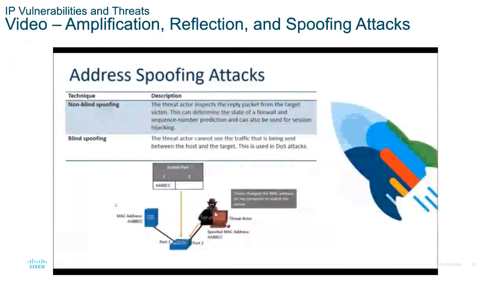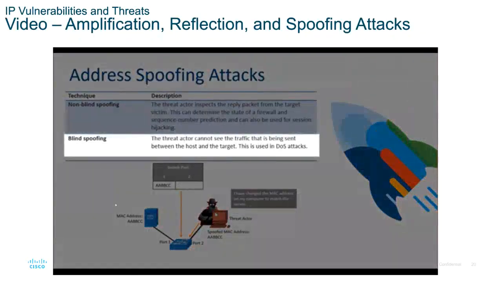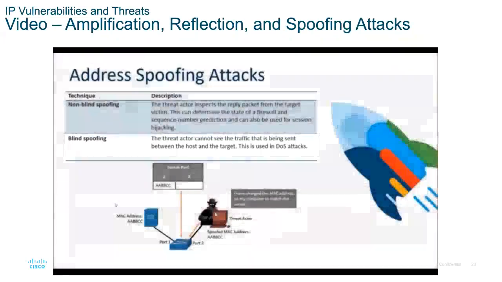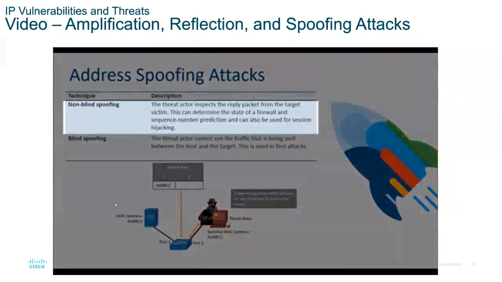Lastly, we have address spoofing attacks themselves. This is where we commonly can see non-blind and blind spoofing. Blind spoofing is the easiest to talk about because this is where a threat actor can't see the traffic being sent between a host device and the target. In blind spoofing, we have our threat actor trying to manipulate and utilize MAC addresses for their own DOS purposes. With non-blind spoofing, this is where we actually have a threat actor trying to hijack a session. They're inspecting the reply packet from a targeted victim. They try to determine the state of the firewall and the sequence number being utilized at that moment, and they try to literally take over and become a client using unethical means.